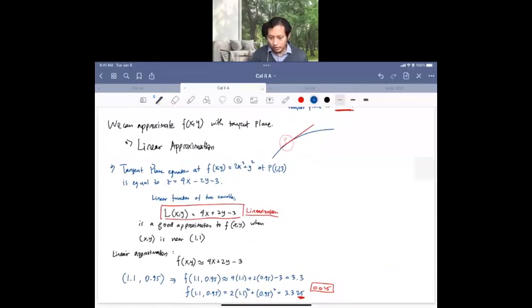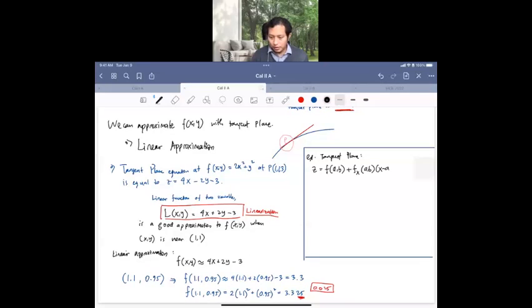And let me write on the side here the conclusions. First is the equation of the tangent plane. This is z equals f(a, b) plus partial x f(a, b) times (x minus a) plus partial y f(a, b) times (y minus b). Okay, that's the tangent plane.